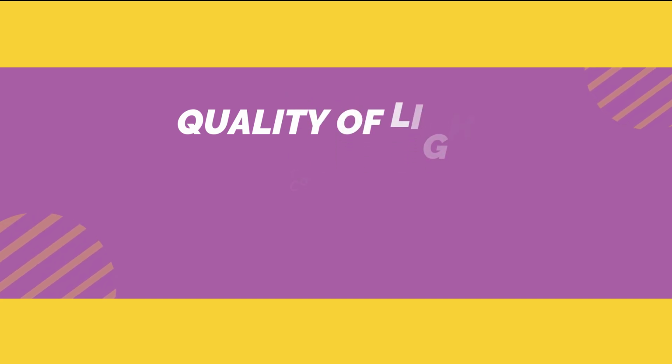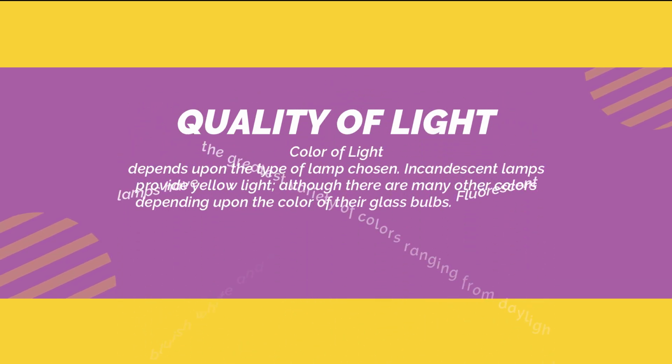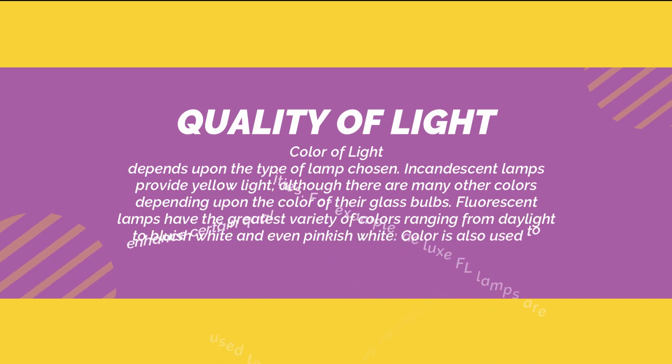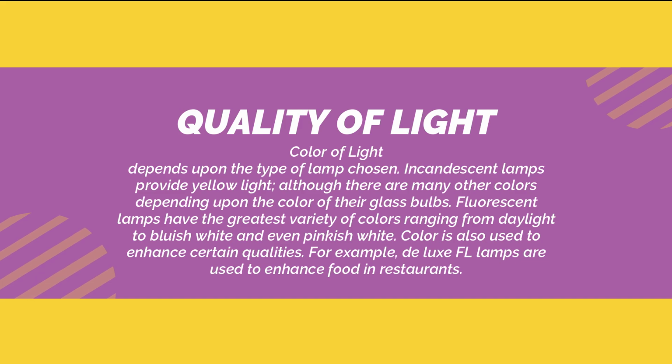And lastly, color of light. Color of light depends upon the type of lamp chosen. Incandescent lamps provide yellow light, although there are many other colors depending upon the color of their gas bulbs. Fluorescent lamps have the greatest variety of colors, ranging from daylight to bluish white and even pinkish white. Color is also used to enhance certain qualities. For example, deluxe fluorescent lamps are used to enhance food in restaurants.